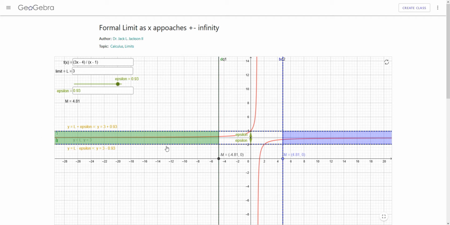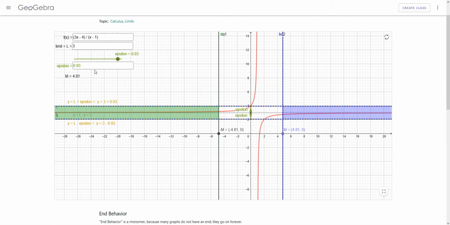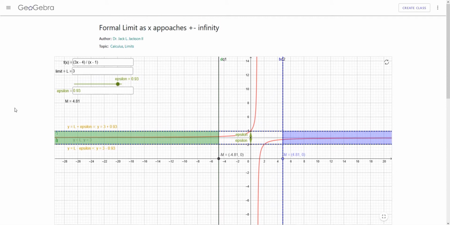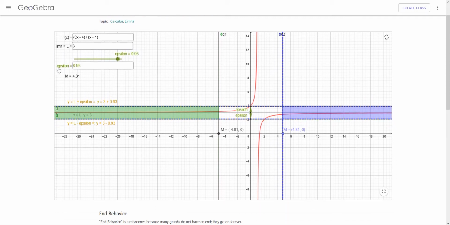So, like the last couple of applets that we have gone over, this is a GeoGebra applet. This one I wrote. You can find them at geogebra.org. Type in your formula right here. So in our case, I'm using, for the moment, the rational function 3x minus 4 divided by x minus 1. Notice that this is undefined when x equals 1, and that's where you have a vertical asymptote.